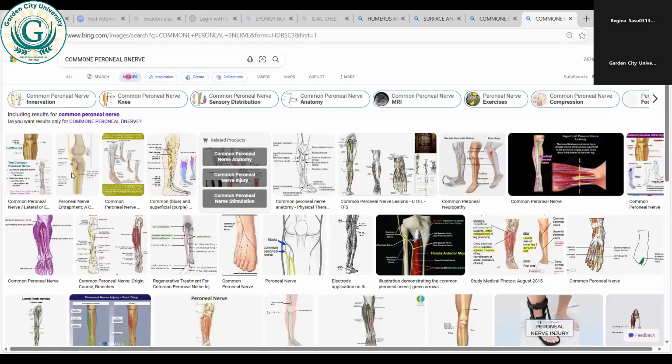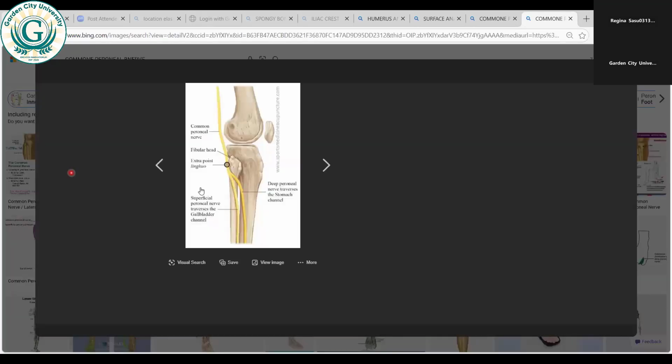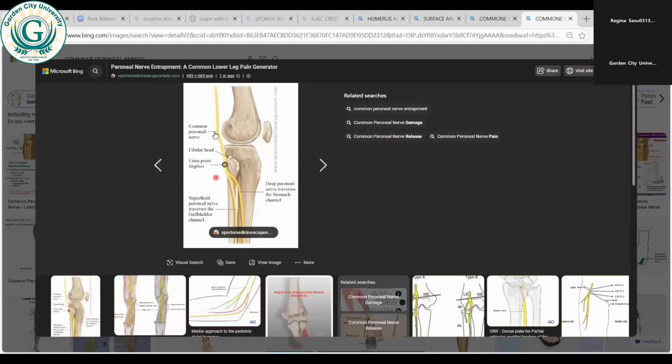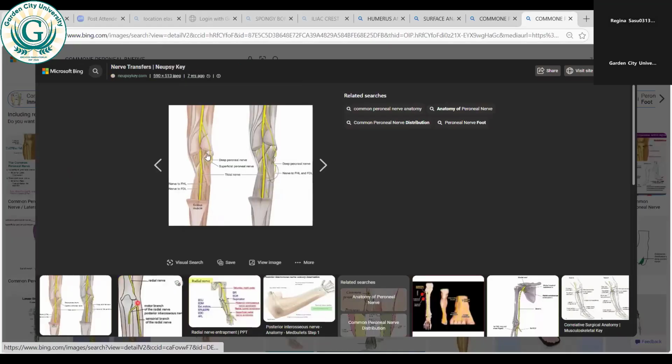So this one is very, very nice. This is the common peroneal nerve. Let me show you the nerve from the back.